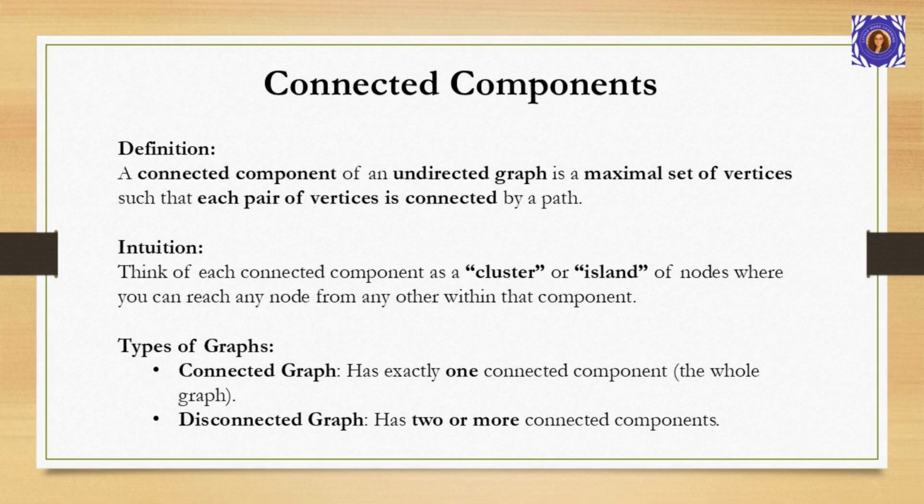Connected components are one of the most intuitive concepts in graph theory, yet incredibly powerful in practice. A connected component is a maximal set of vertices where every pair is connected by some path. Think of them as separate islands. You can travel between any 2 points on the same island, but you can't reach other islands. In formal terms, a connected graph has exactly one component, the whole graph. A disconnected graph has multiple components.